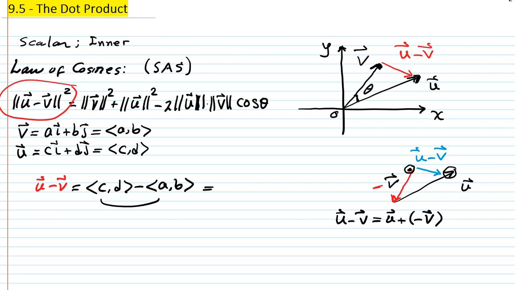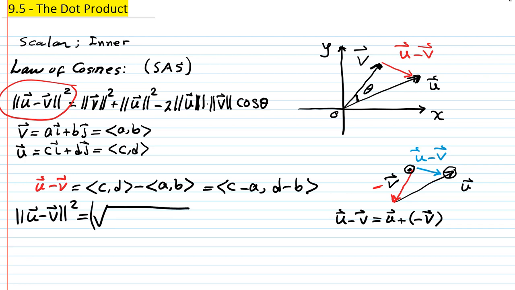So we subtract the first components, that's C minus A, subtract the second components, D minus B, and that's how we get u minus v. Now, what is the magnitude of u minus v squared? That's when you do C minus A, right? You square each component and take the square root of it. That'll give you just the magnitude. But then keep in mind, we're squaring that also. So the result is to get rid of the radical.